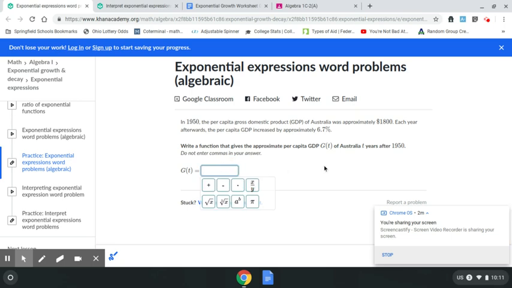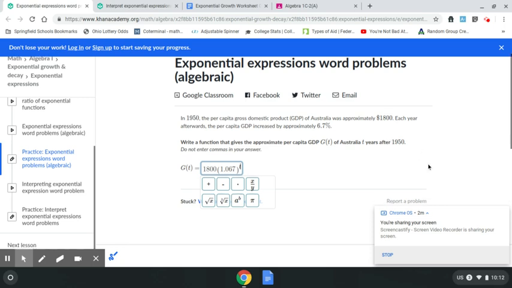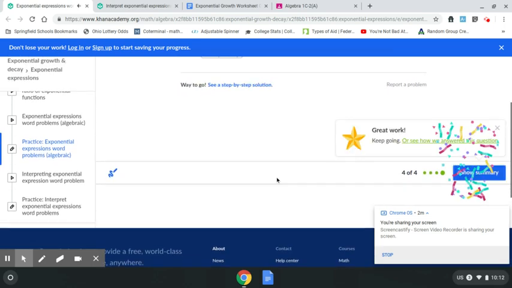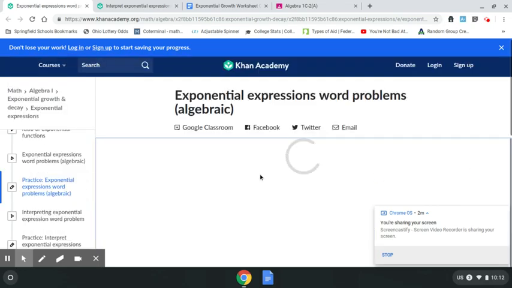So we go and type this in, 1800 in parentheses, 1.067, because that's 106.7% as a decimal. They want us to raise that to the t power because it's t years. And we check. And there we go. 4 for 4.